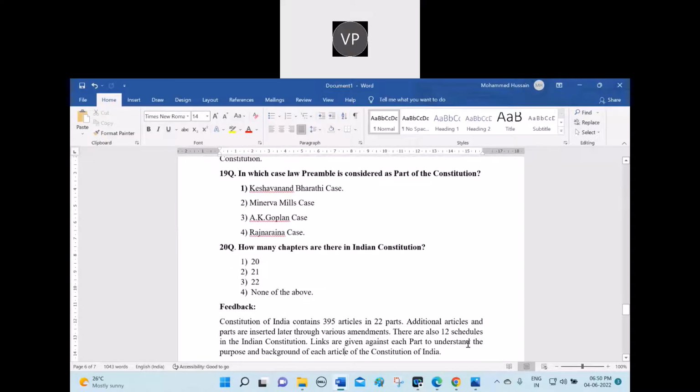And the feedback is, the Constitution of India contains 395 articles in 22 parts. Additional articles and parts were inserted later through various amendments. There are also 12 schedules in the Indian Constitution. Of course, some of the schedules are repealed. And links are given against each part to understand the purpose and background of each article of the Constitution of India.